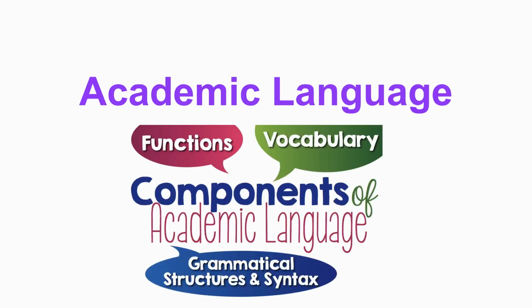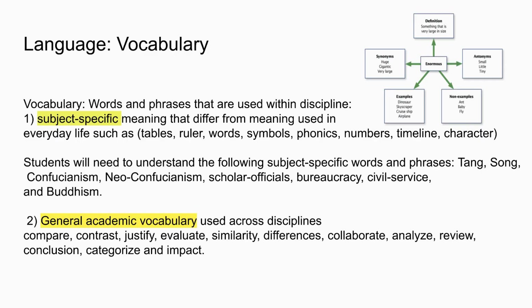Okay, a big piece of the EDTPA is academic language. So we're going to unpack this so you have crystal clear understanding. Academic language includes vocabulary. There are 2 types of vocabulary that you want to think about when you start planning. Subject specific, so vocabulary that's related to the content that you're explicitly teaching.